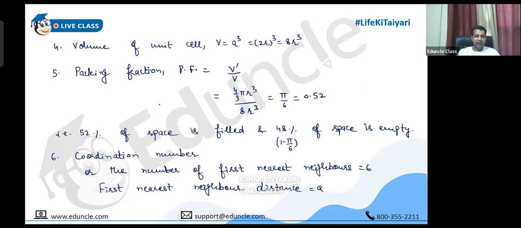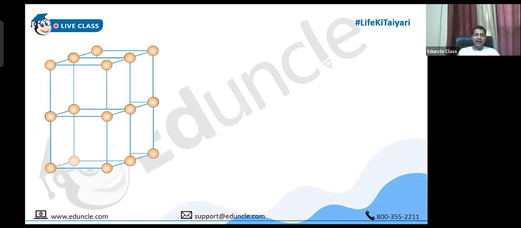Now you have to listen to me carefully in order to understand that trick. And for that, I have made 4 simple cubic unit cells. Okay. So there will be one more atom present over here, like this one.